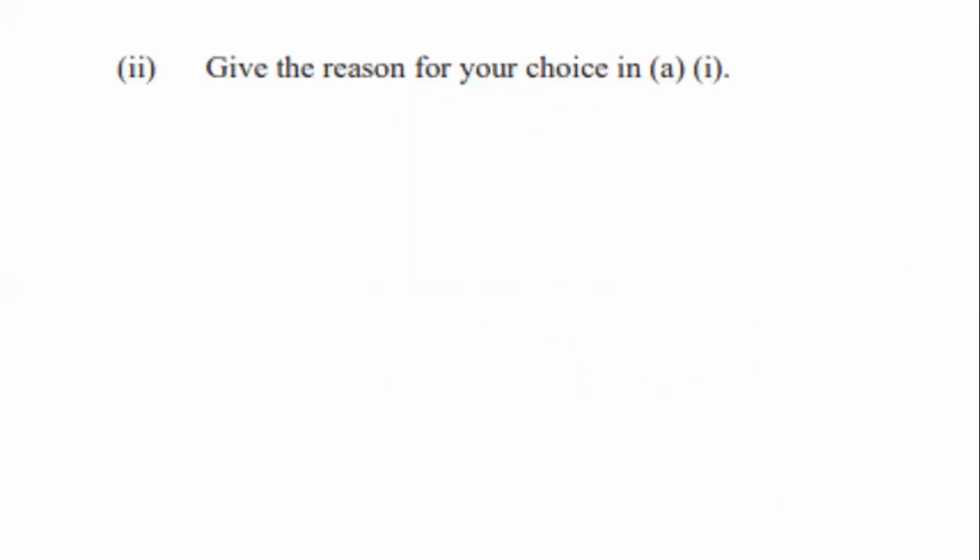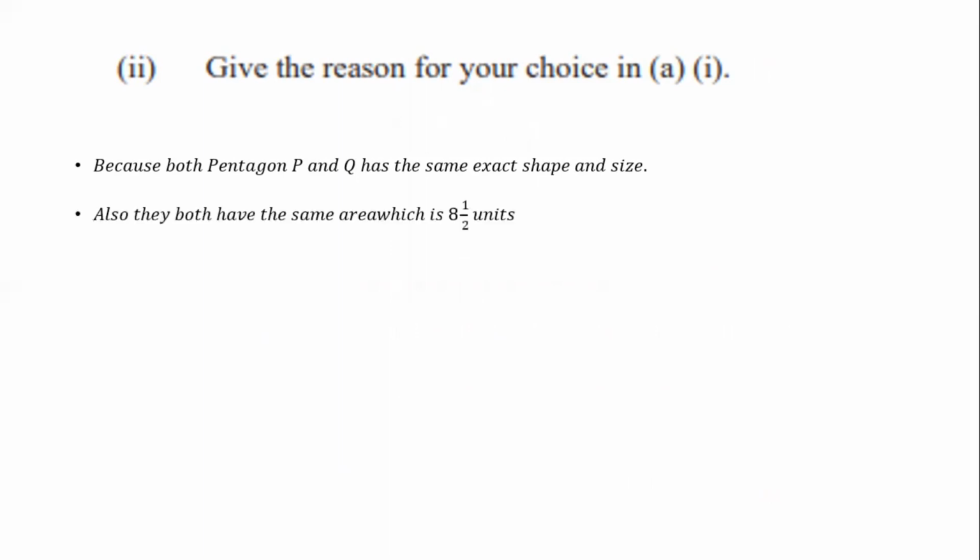Part 2 now asks us to give the reason for the answer in A1, which is that pentagon P is congruent to pentagon Q. So for those who don't know what congruency is, because both pentagon P and Q have the exact same shape and size, we say it is congruent. Also, they have the same area, which is 8.5 units, which is the squares that they both occupy. And that is what congruency speaks to.